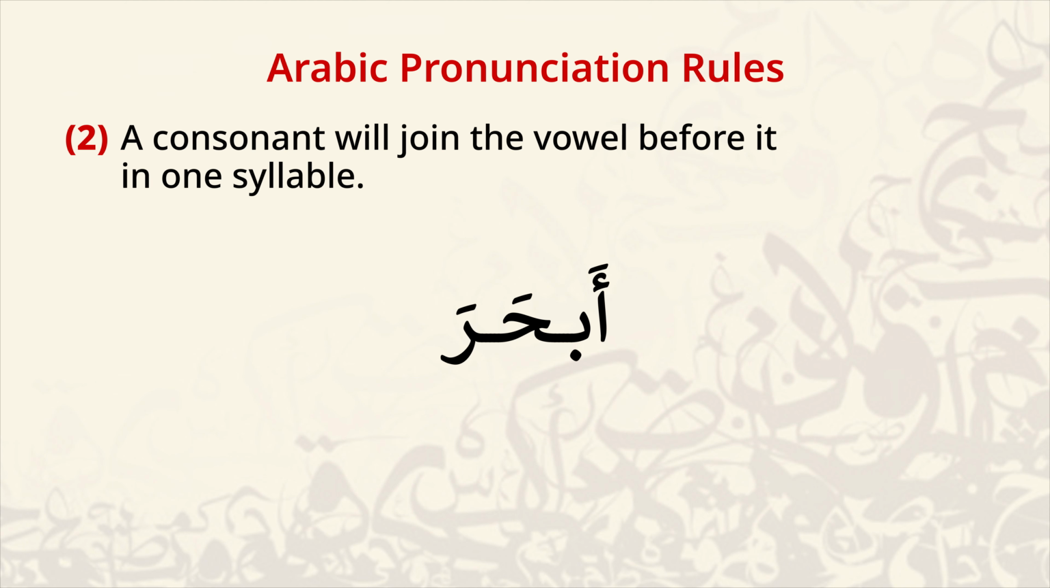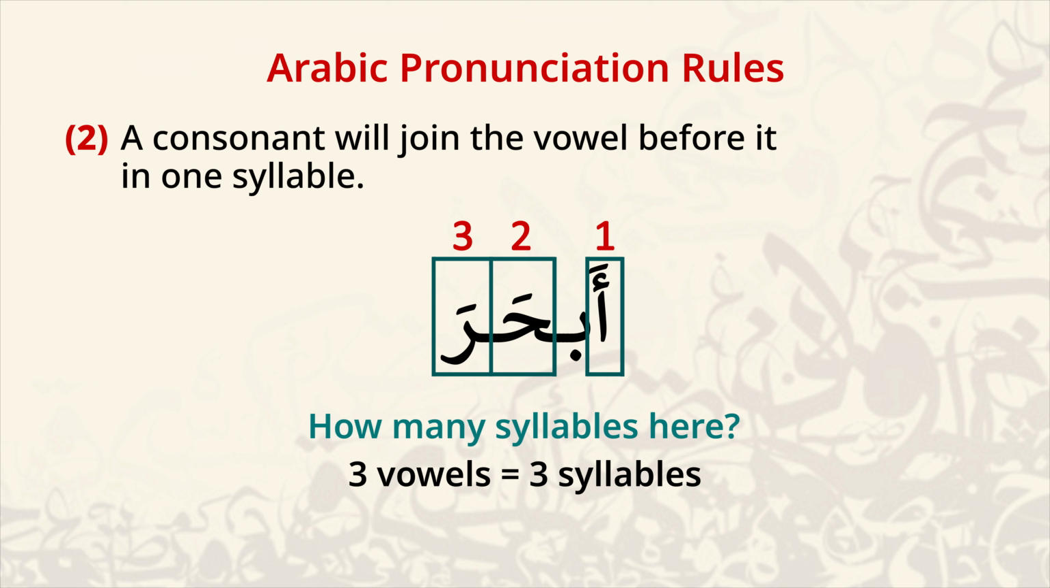A final example, this word. Take note, this is a past verb. That's why the case ending is known because the default ending label of past verbs is fatha. Let's ask the same question. How many syllables do we have here? We have 3 vowels. Each one will make a syllable according to the first rule. However, the second letter is a consonant, so it will join the first syllable according to the second rule.